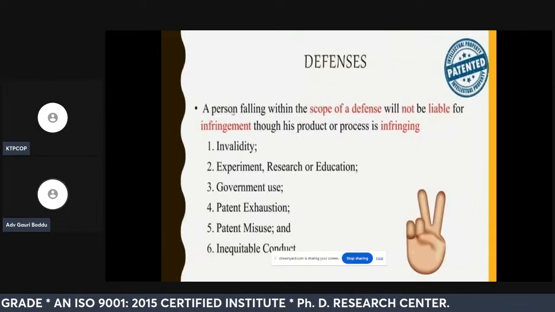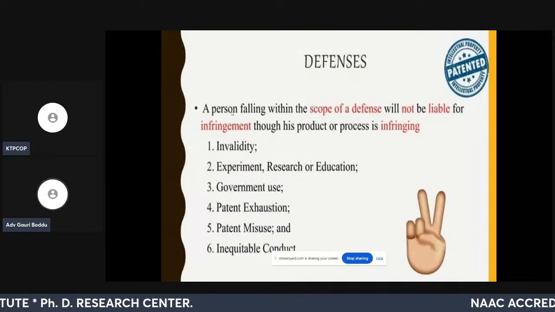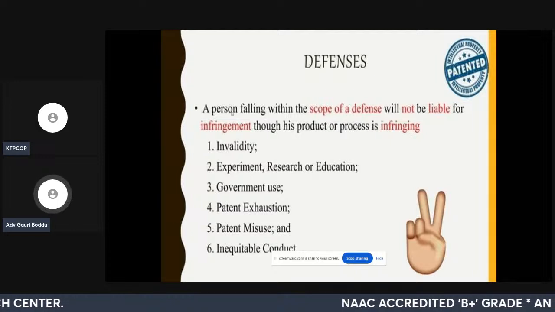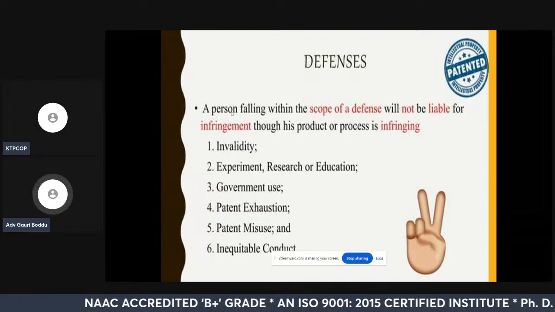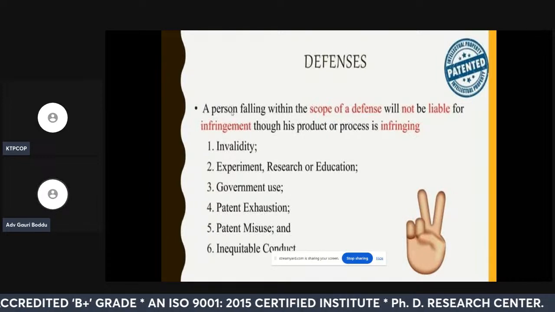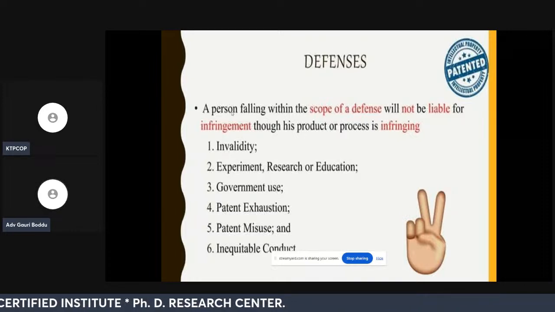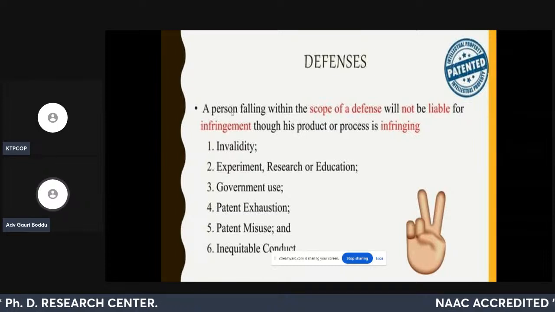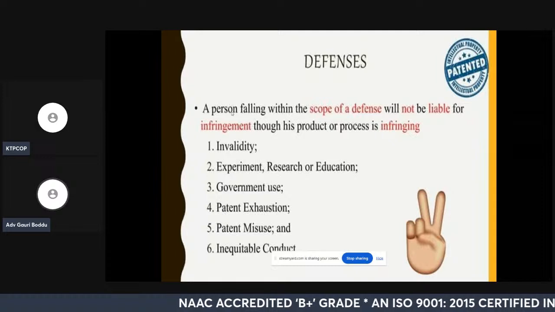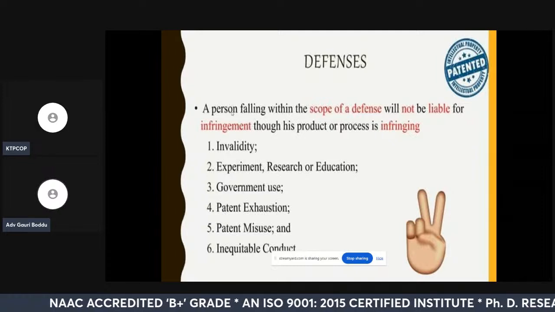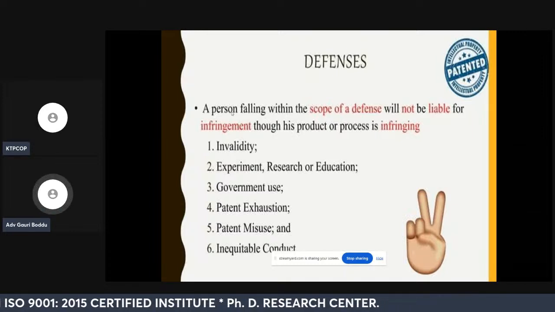So let's go to the next topic, defenses. What are the defenses? A person falling within the scope of a defense will not be liable for infringement, though his product or process is infringing. As I told you, some work can be defended and some work can go to the public domain. The defenses are invalidity, experiment, research or education, government use, patent exhaustion, patent misuse, and inequitable conduct.